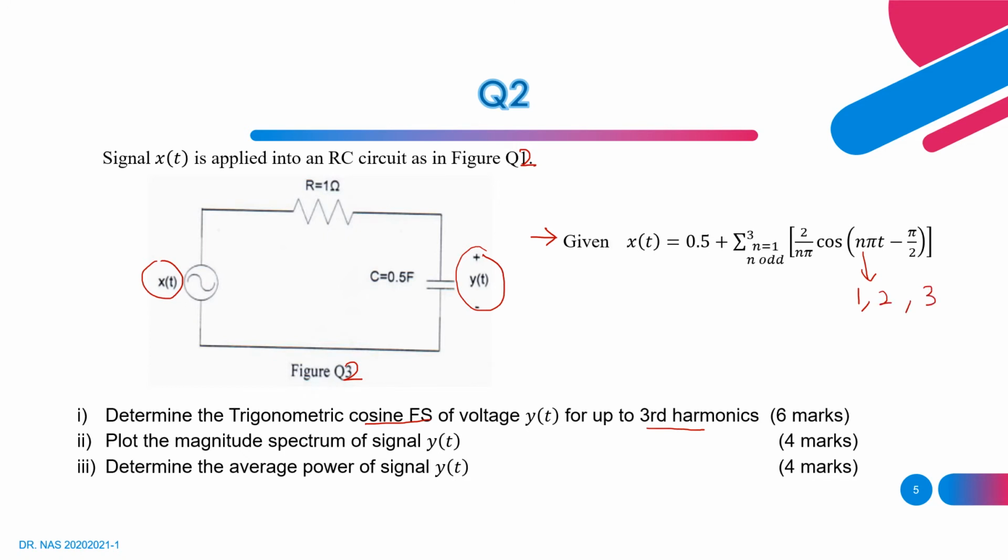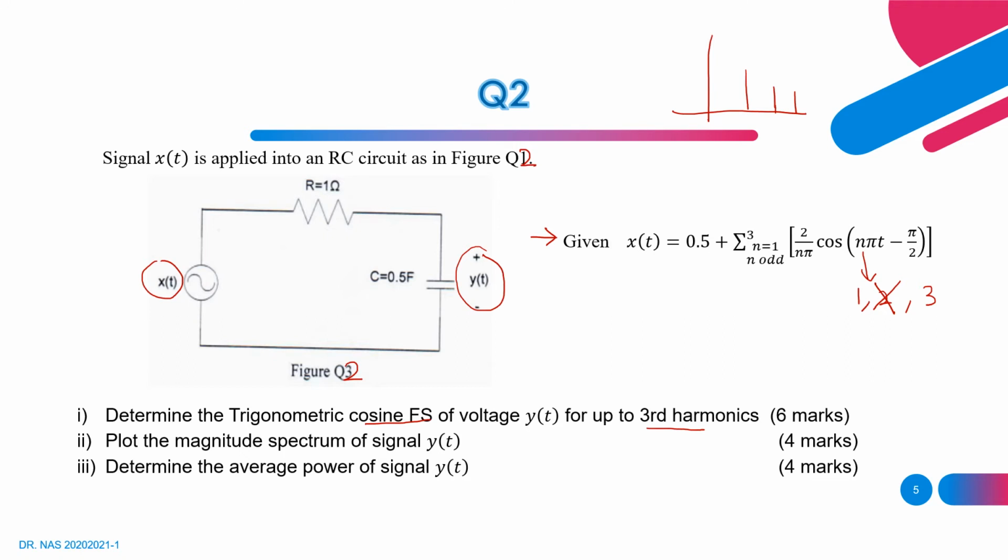For the trigonometric equation, you don't have to consider the negative values. You just need to consider the positive values. Why? If you still remember, the trigonometric equation will produce a single-sided spectrum. That's why you just need to consider positive n values. In this case, look at the remark: this equation is valid for n equal to 1 and n odd. So you don't have to consider even n, and n varies from 1 to 3.